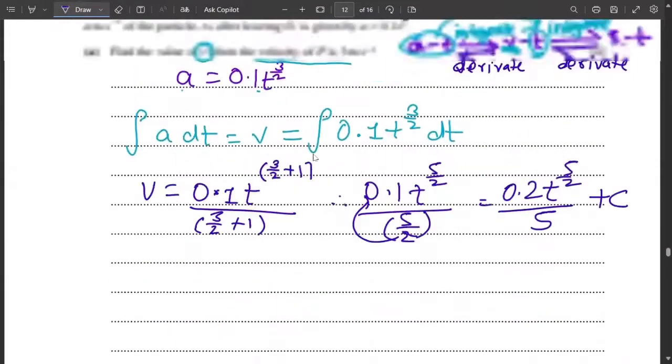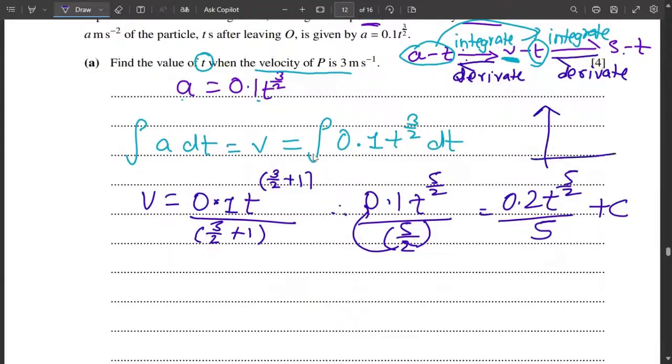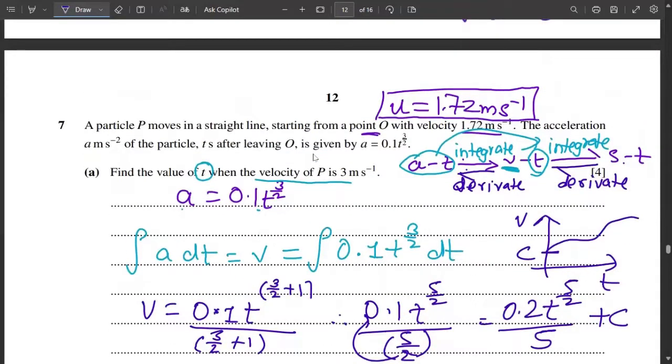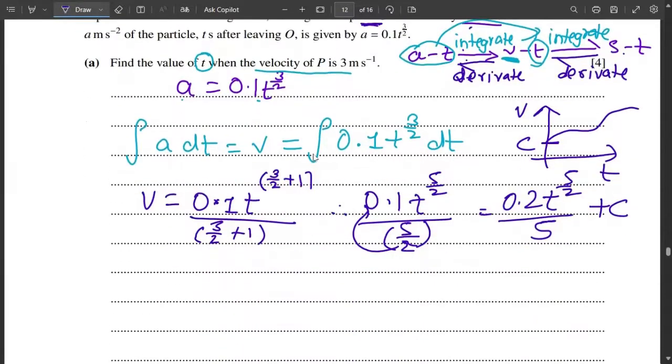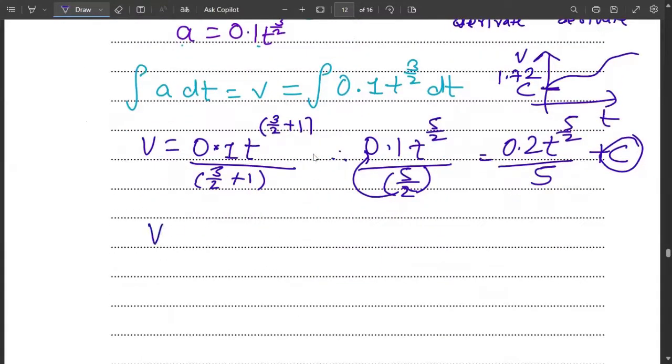Now we need to know what c is. For example, if this is the velocity time graph that we got, there should be a plus c here, and this is where the graph starts from. Now we know that the velocity initially at the starting point is 1.72. So this c should be 1.72. That means c is 1.72. So velocity will equal 0.2 t raised to 5 upon 2, upon 5, plus 1.72.